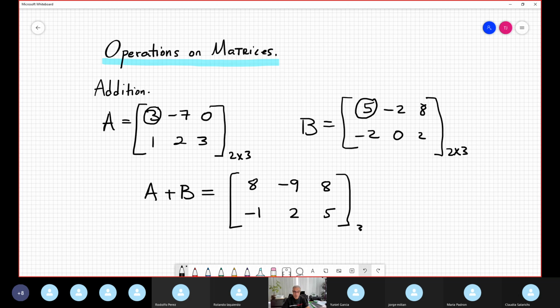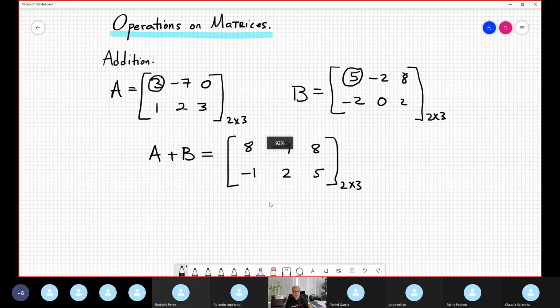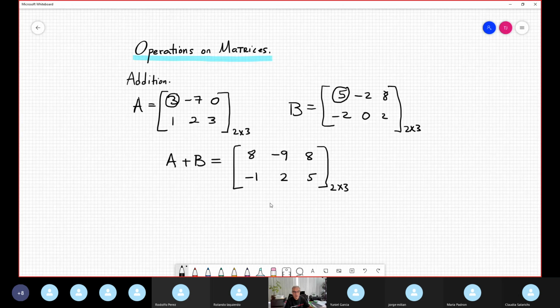And very important: to add or subtract two matrices, they need to have the same dimension. If it's a different dimension? No, impossible. You can try with the software that I want to illustrate in a few minutes. The software says, no, this is impossible. Okay? Now subtraction. Do you follow me?